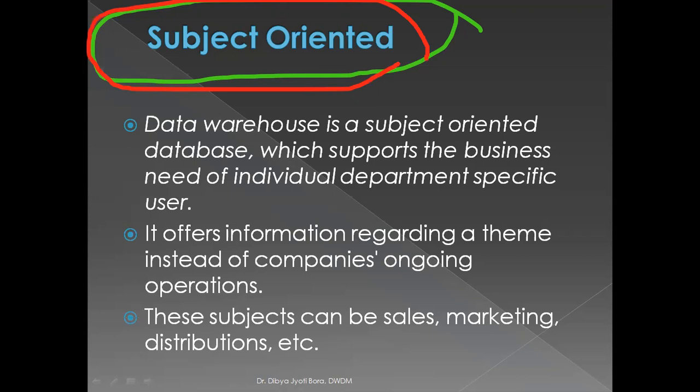Like if you are talking about a company or an organization, in that organization you will find, suppose, an HR branch, IT branch, sales, marketing, right? Then the R&D department. There are different departments, or you can say there are different subjects in that particular organization. So this data warehouse is a subject-oriented database. This supports the business need or individual department-specific users.